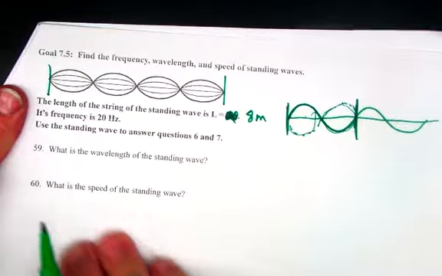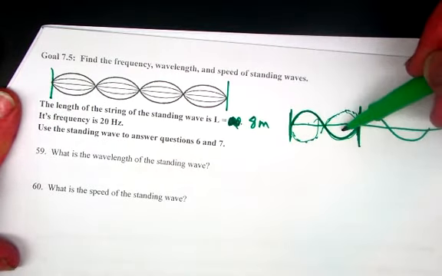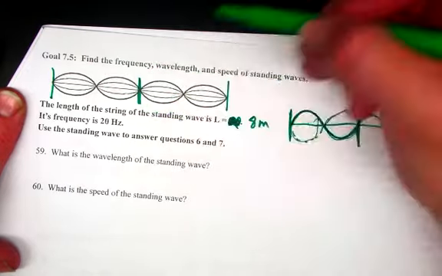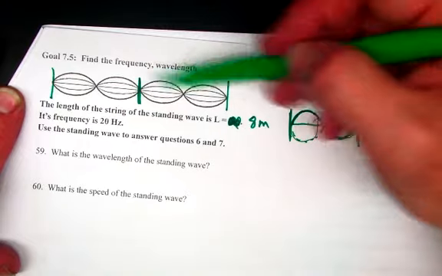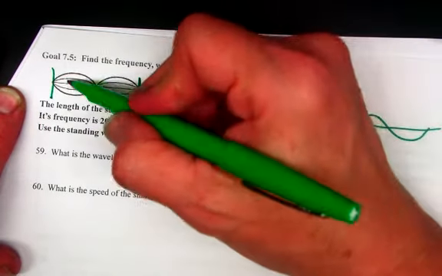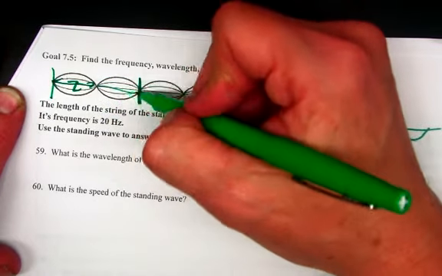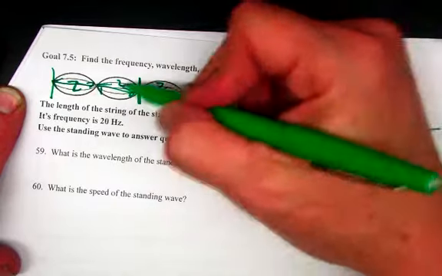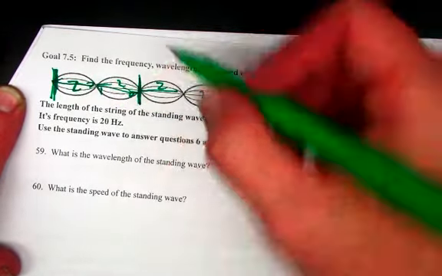So what you're going to do here is we know there has to be 2 loops for one wave. So 1, 2 loops is right here. So the question is, how long is each loop? Well, if the whole thing is 8 and there's 4 loops in it, each one must be 2 in length, right? 2 plus 2 is 4, plus 2 is 6, plus 2 is 8. So one full wavelength from here to here is only 4 meters.